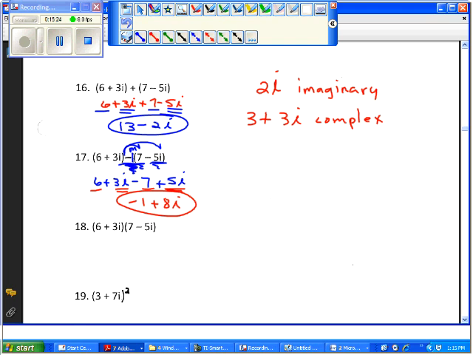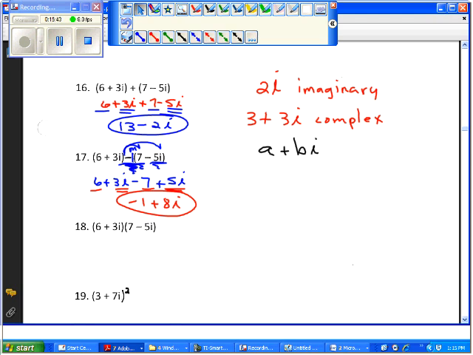Remember that the general form of a complex number is a plus bi. So we put the i stuff second. Remember that? a plus bi is the general form of a complex number. Okay?